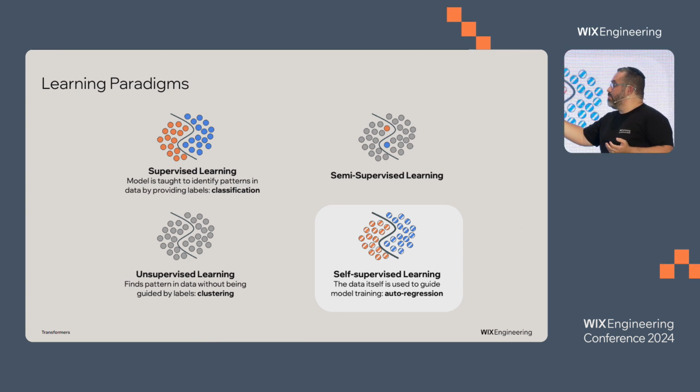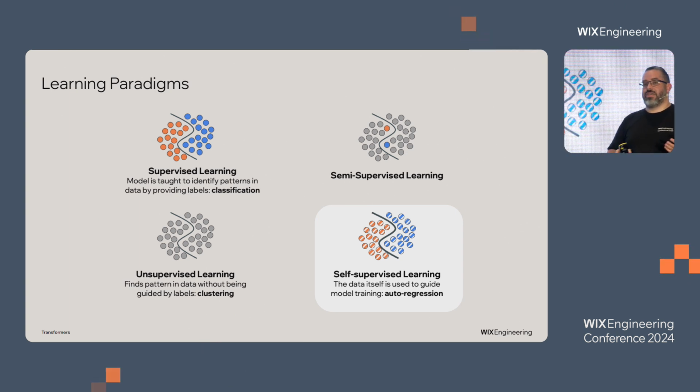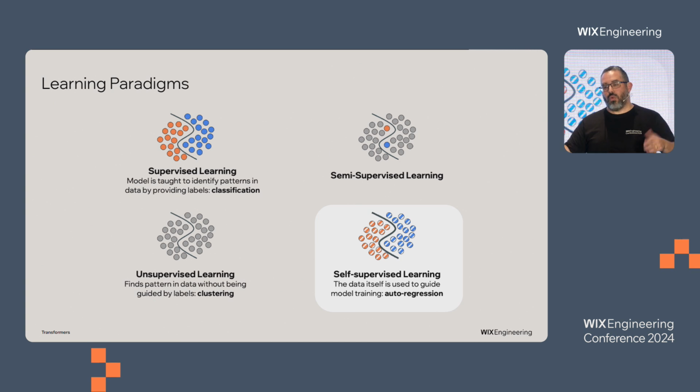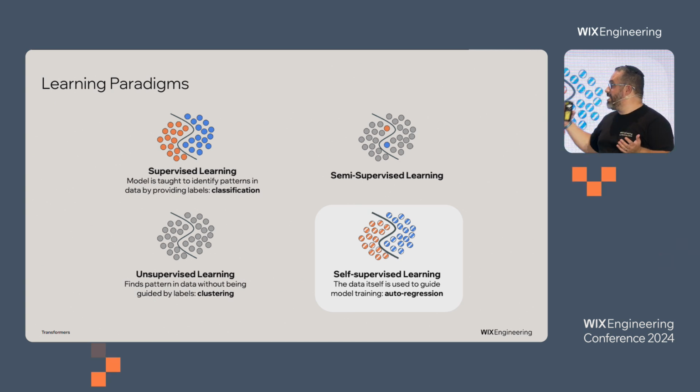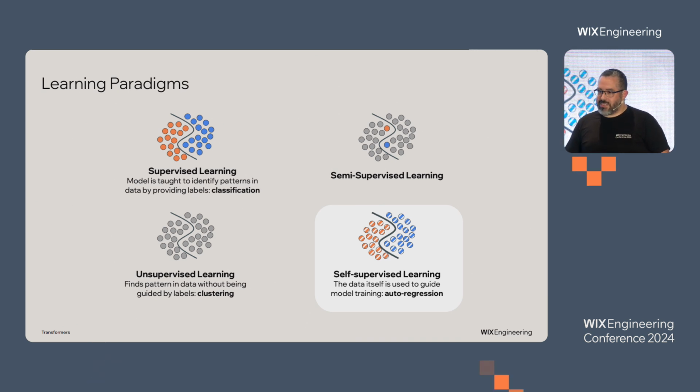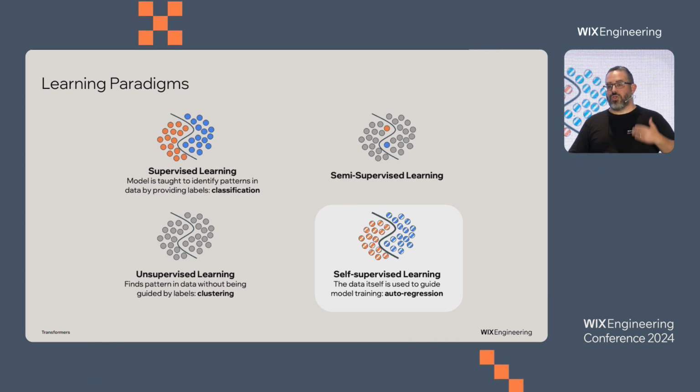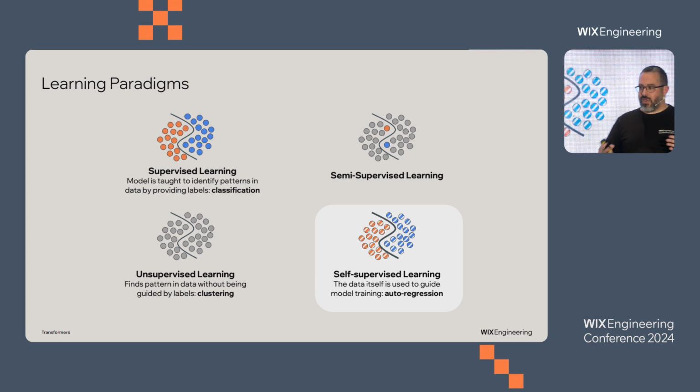The first paradigm is known as supervised learning. This is where we actually show the model what we want it to predict. An example of this would be classification. We want to classify images into dogs and cats. We get a whole lot of data, we label it dogs and cats, and then we train the model to learn to differentiate between images of dogs and cats.